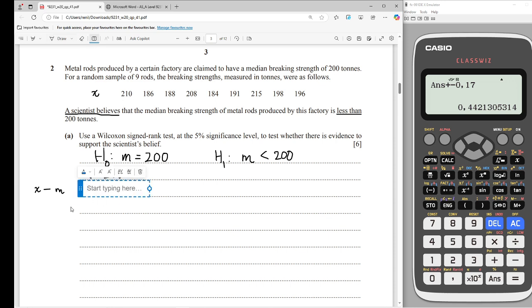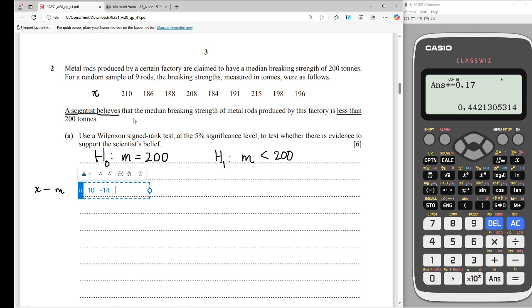For the first one, 210 minus 200 gives you a positive 10. Moving on, we have 186 minus 200, which gives you negative 14. These values are easy to subtract, so there is no need for a calculator. 208 minus 200 is just going to be 8, then this will be negative 16. The following will be negative 9, positive 15, negative 2, and negative 4. This is what we call X minus M.